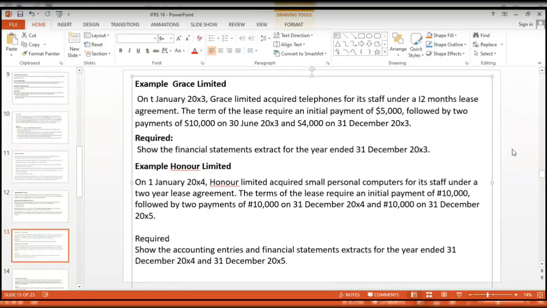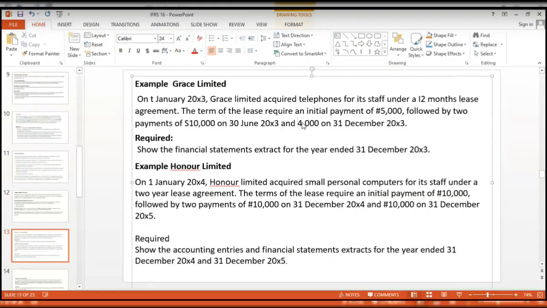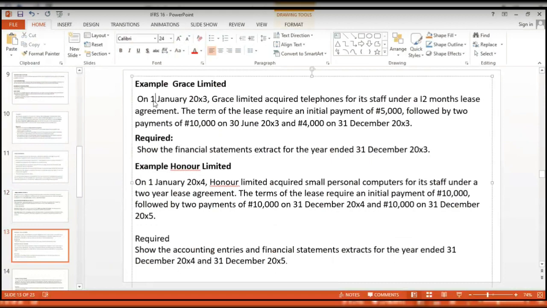Example 1. So Grace Limited is the company we are looking at here. Let me quickly change this currency, because the materials I use are used internationally, and so we have foreign currency here. So on 1 January 2023, Grace Limited acquired telephones for its staff under a 12-month lease agreement. You can see 12 months. That's short term, 12 months.